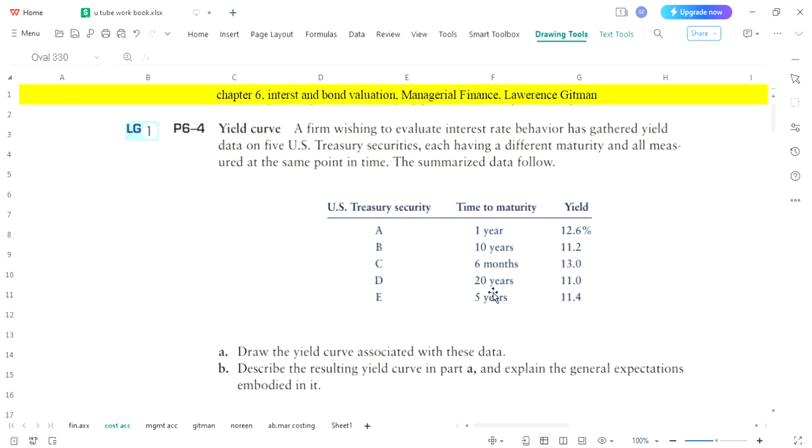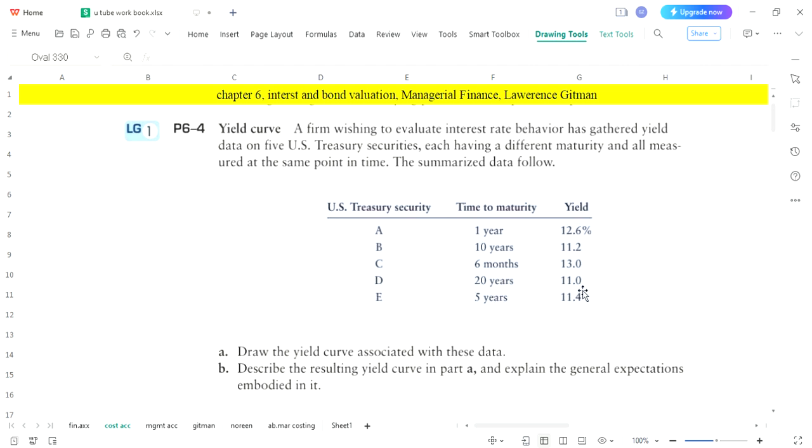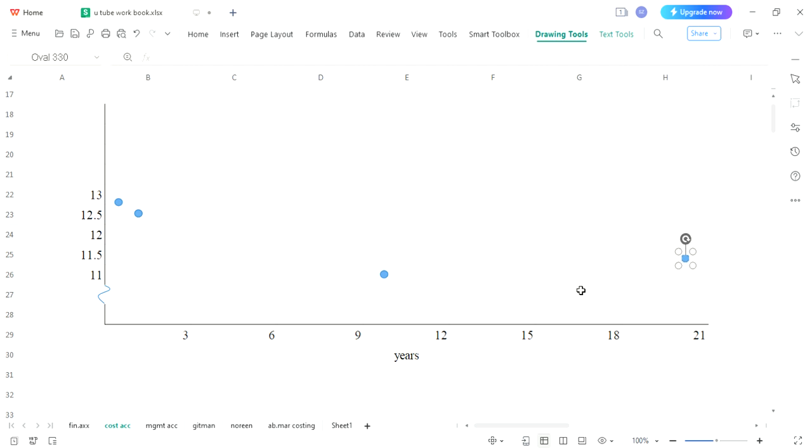20 years. 20 years would be over here, and for 20 years we need to put a point at 11. 11 is just over here, so we have got our point.